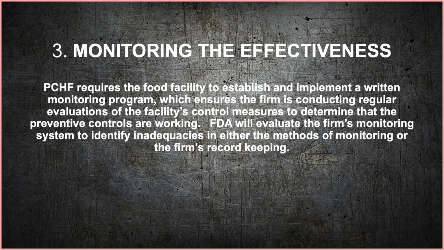3. Monitoring the effectiveness. PCHF requires the food facility to establish and implement a written monitoring program, which ensures the firm is conducting regular evaluations of the facility's control measures to determine that the preventive controls are working. FDA will evaluate the firm's monitoring system to identify inadequacies in either the methods of monitoring or the firm's record keeping.